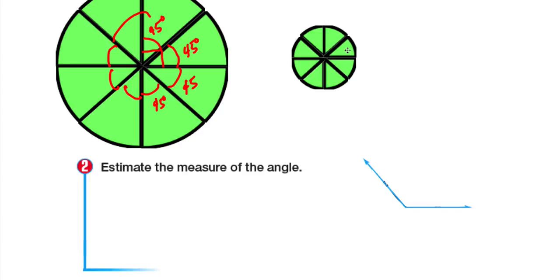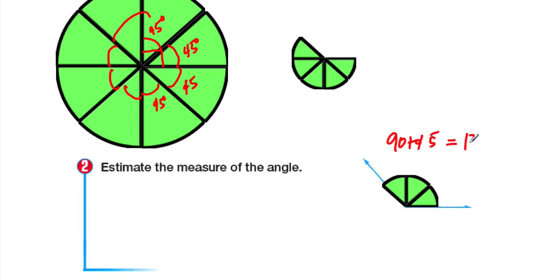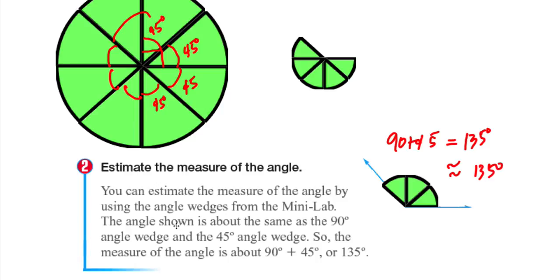So let's put one slice here. That's 45 degrees. Let's put another slice here. That's 90 degrees. And let's put one more slice there. That is 90 plus 45, which is equal to 135 degrees. So if you notice, I used the slices of my circle to estimate the angle measure, which in this case is about 135 degrees. And that's exactly what it says here.